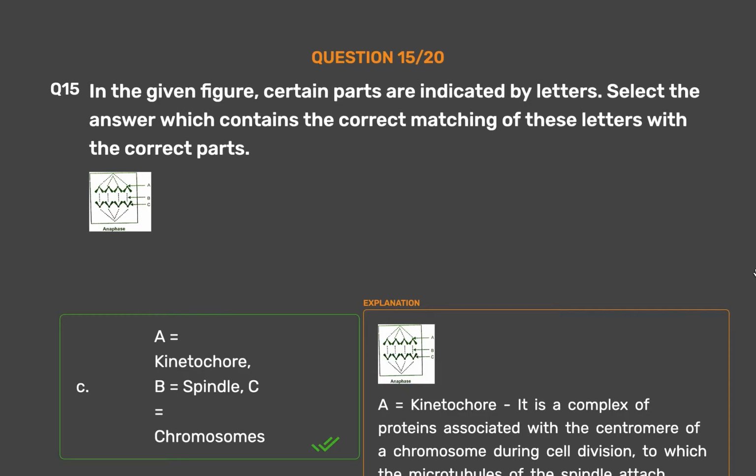B equals spindle. Spindle fibers are protein structures that form early in mitosis or cell division. They consist of microtubules that originate from the centrioles, two wheel-shaped bodies located in the centromere area of the cell. C equals chromosomes. Thread-like structure of nucleic acids and protein found in the nucleus of most living cells. These carry genetic information in the form of genes.